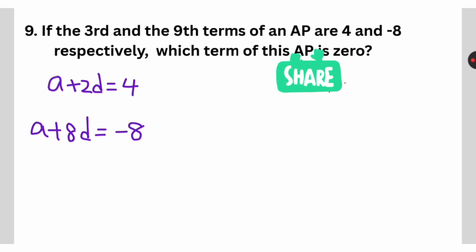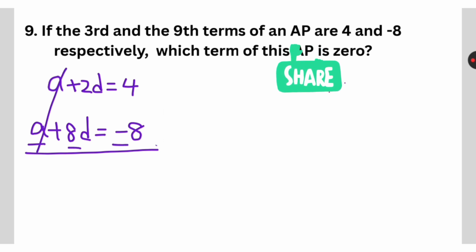Is it second term or third term or fourth term? So for that, first you have to write the arithmetic progression. To write the arithmetic progression, what do we need? First term and common difference. So using these two equations, let's find out the common difference. Let's subtract on both sides.